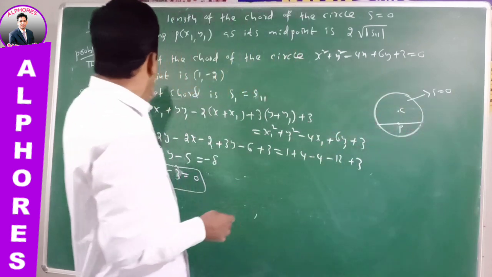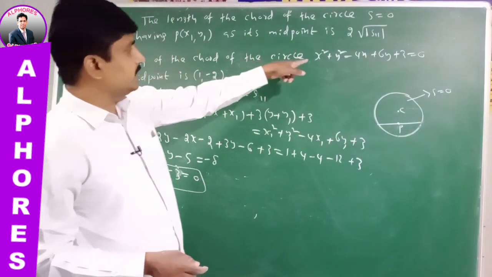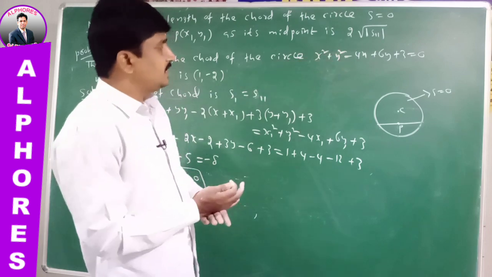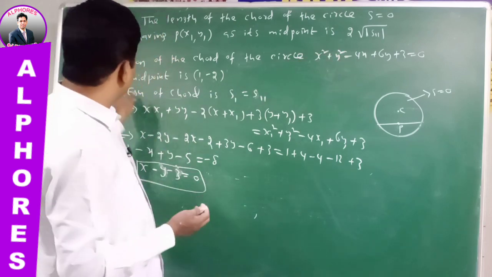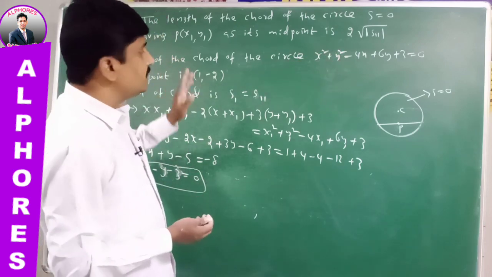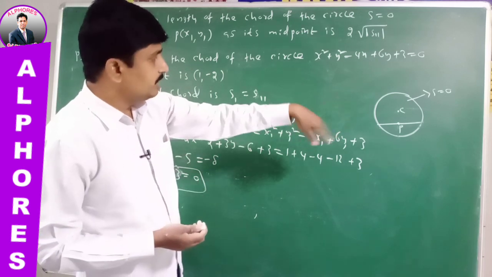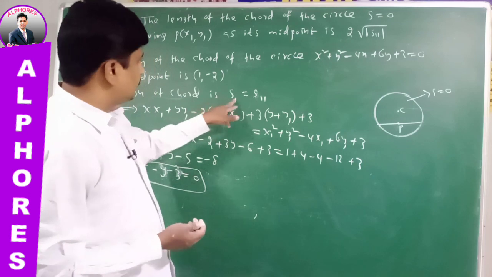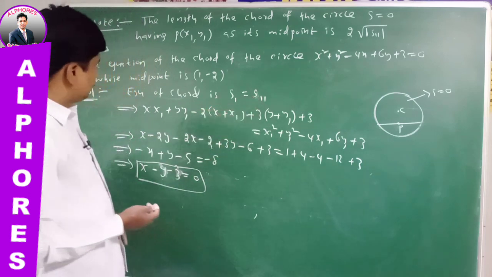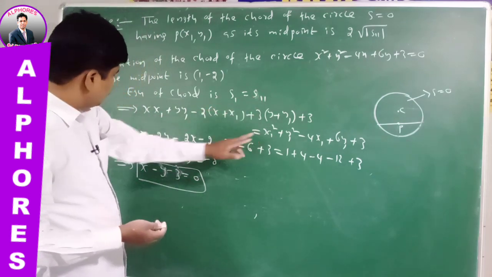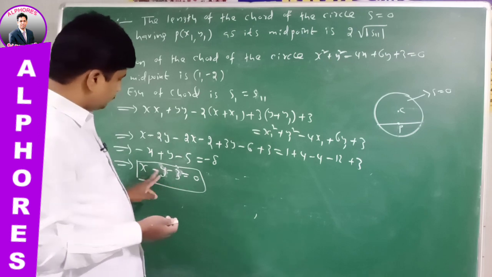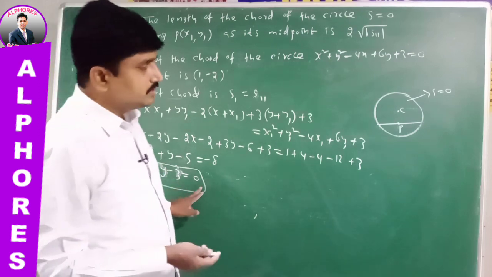Here the equation of the chord of the circle x square plus y square minus 4x plus 6y plus 3 equal to 0, whose midpoint is (1, minus 2), is given by s1 equal to s11. Therefore the equation of the chord is x minus y minus 3 equal to 0.